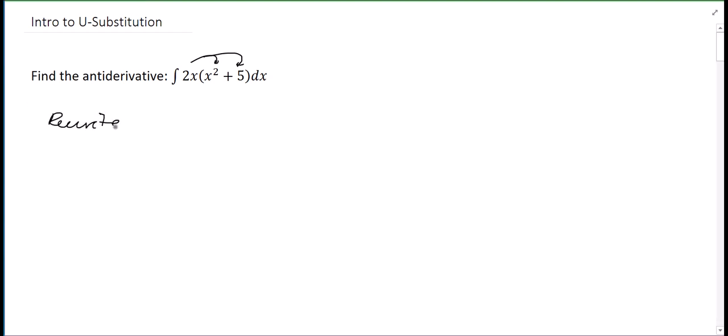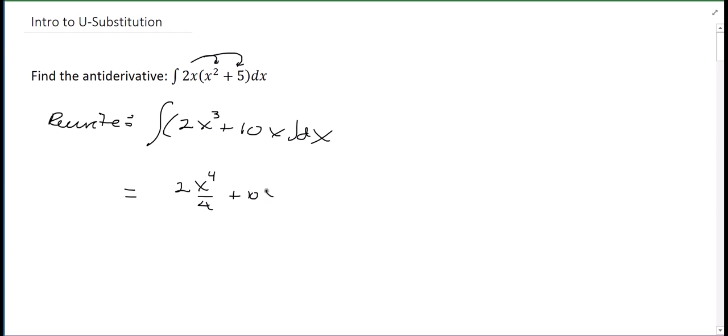Then I can just use the general power rule to integrate. So this is going to be the integral of 2x to the third plus 10x dx. And now we can integrate this. Using the general power rule, what do we get? We add 1 to the exponent, so it's 2x to the fourth over 4 plus 10x squared over 2 plus a constant, and then simplify. So this will be x to the fourth over 2 plus 5x squared plus c. And so this will be our antiderivative.